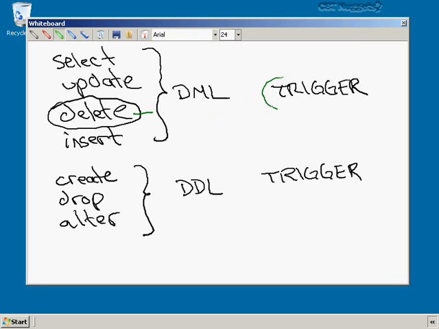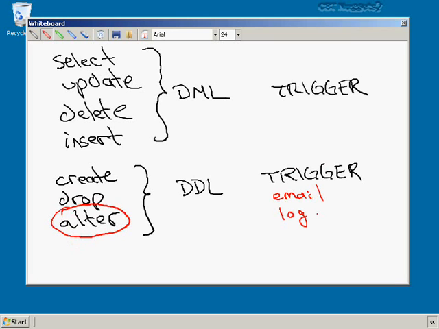So triggers are a way of enforcing data consistency. They're a way of enforcing data integrity. They're also a way of enforcing security. For example, we might say, when someone tries to alter a database table, I want to run a trigger that sends me an email letting me know it happened and writes out some sort of log entry so that I know who tried to alter it and when.